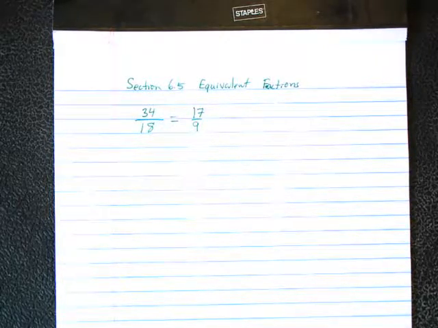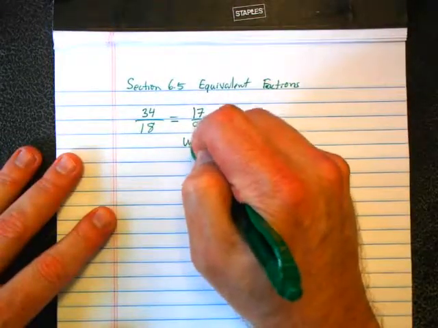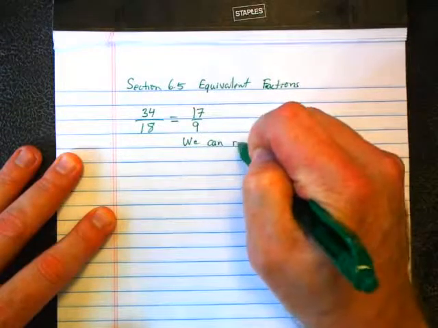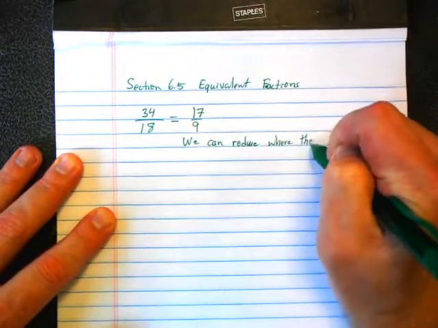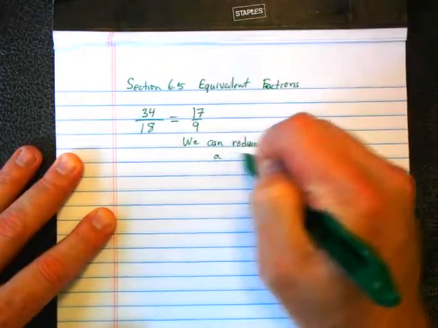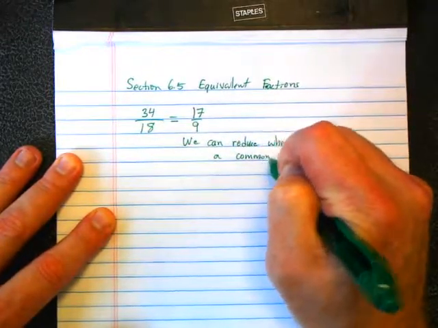So when can you reduce like that? What allows you to reduce that fraction? When there's a common what? Common factor. All right, so we can reduce when there is a common factor.